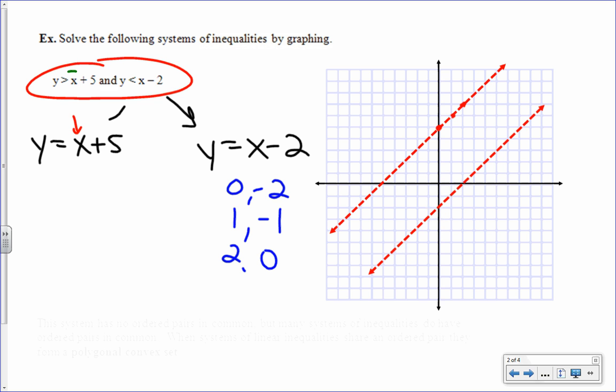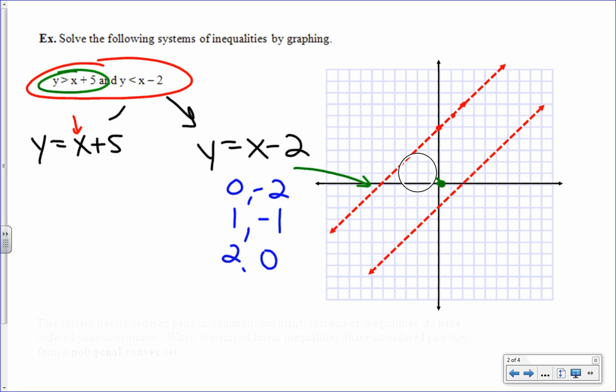So let's go back to this one. We know that it's this line, right? So let's pick something either above or below that line and see if it makes the inequality true. What's probably a really good choice? 0, 0, right? We're going to test that point right there with reference to that line.